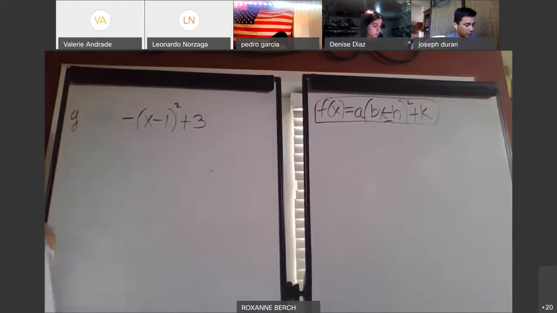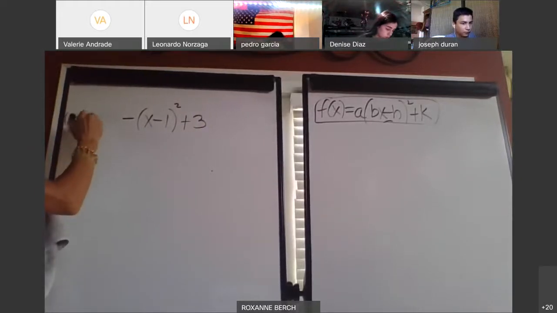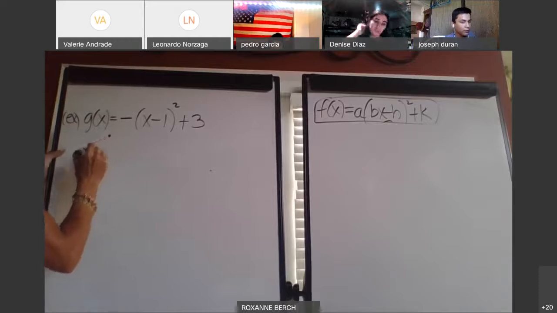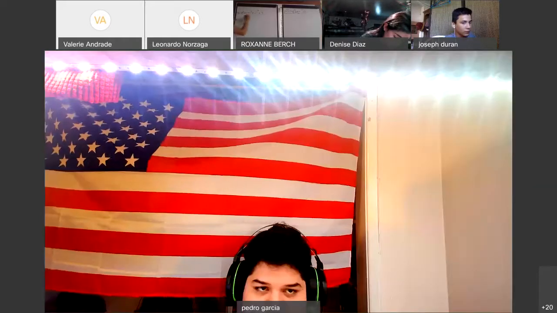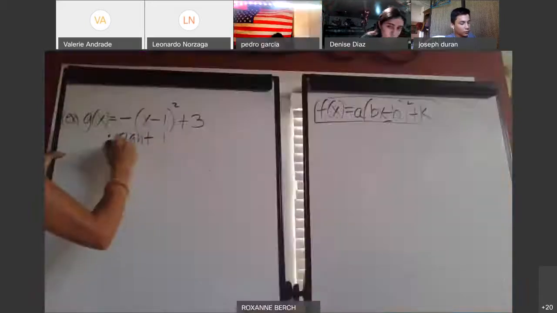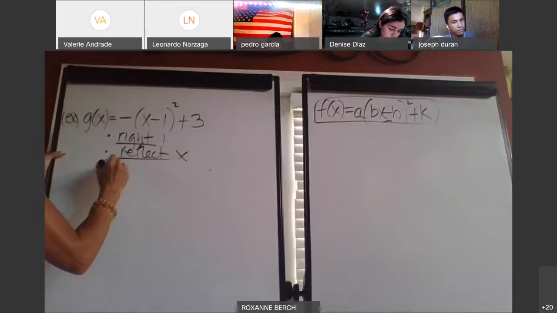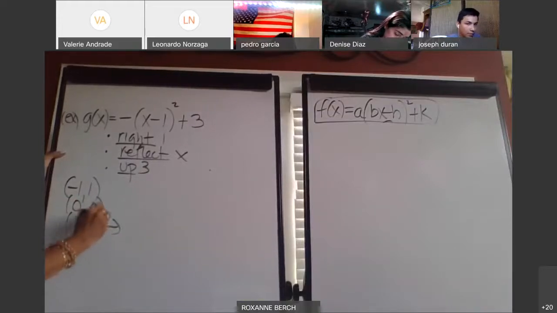Okay, so state the transformation. Go ahead, Miss Thing. You would go right 1, a reflection across the x-axis, and then up 3. Yep. So this is a quadratic, so I'm going to use those points that we chose for the quadratic.